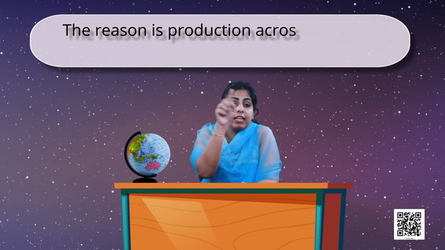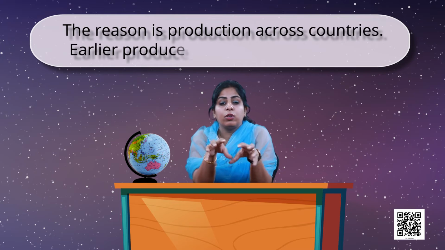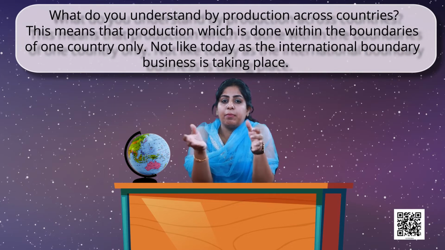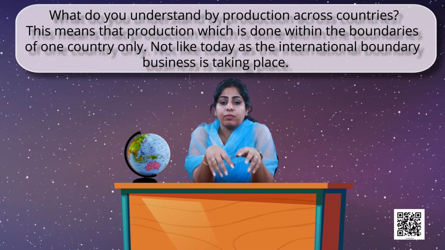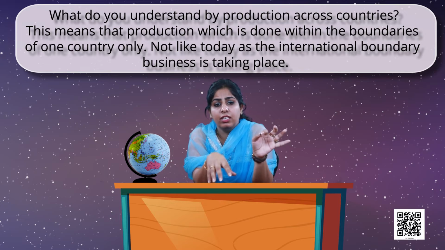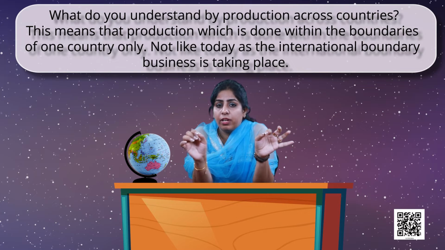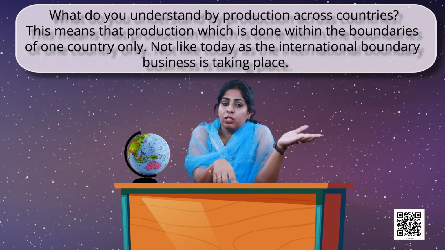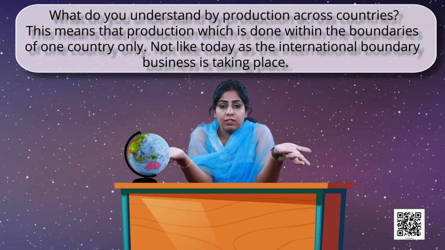Why is there so much difference between the previous markets and the present markets? The reason is the production across the countries. Earlier, the producers had not so much sources. Now, what do you understand by production across the countries? This means that production which is done within the boundaries of one country only. Not like today, international boundaries business is taking place.